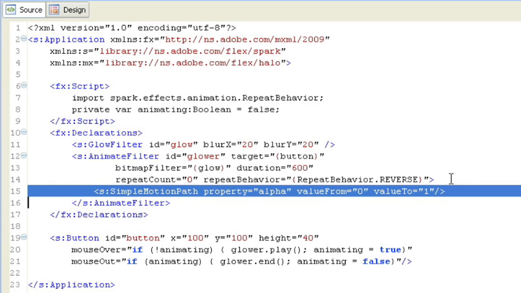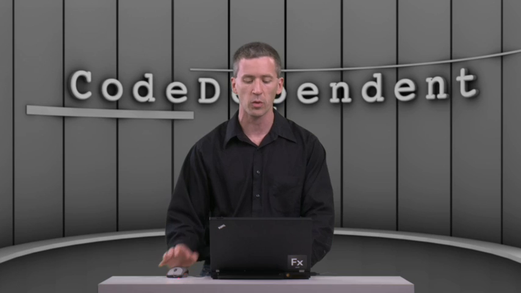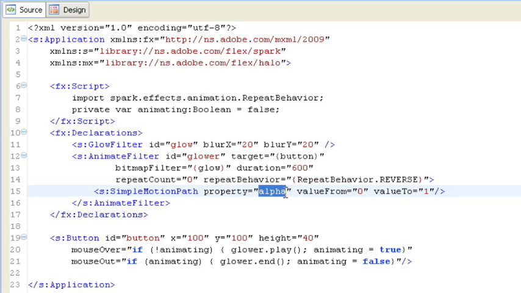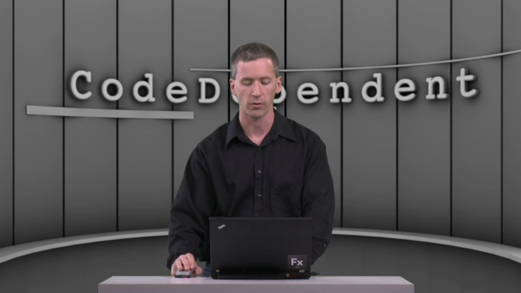Inside of that, we have a single simple motion path declared. Simple motion path is how you declare the properties that you're interacting on, and the values that those properties go between. For this simple motion path, we want to animate the alpha of that filter, and we want to go from a value of 0, which is completely transparent, to a value of 1, which is completely opaque. So we want the filter to be invisible, and then completely opaque, and then back to invisible over time to get the pulsation that we're looking for.